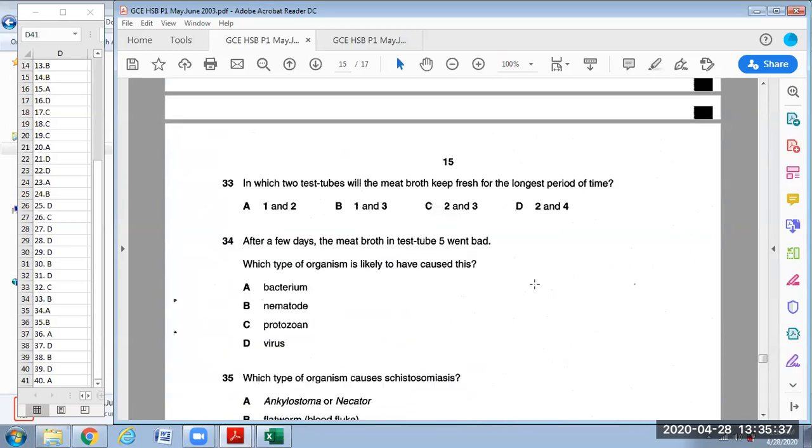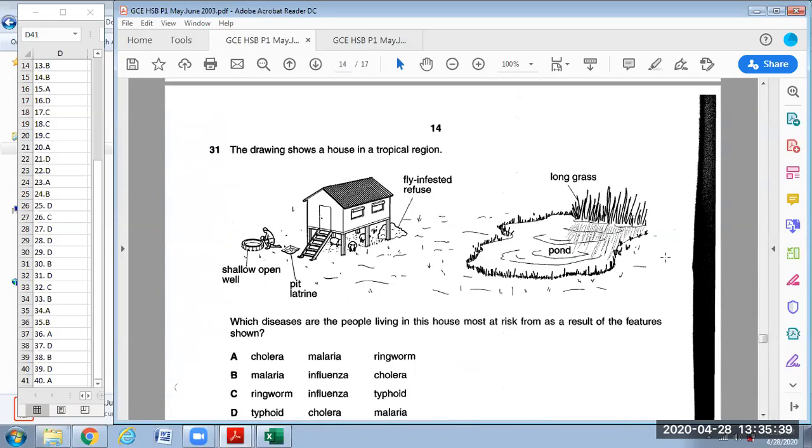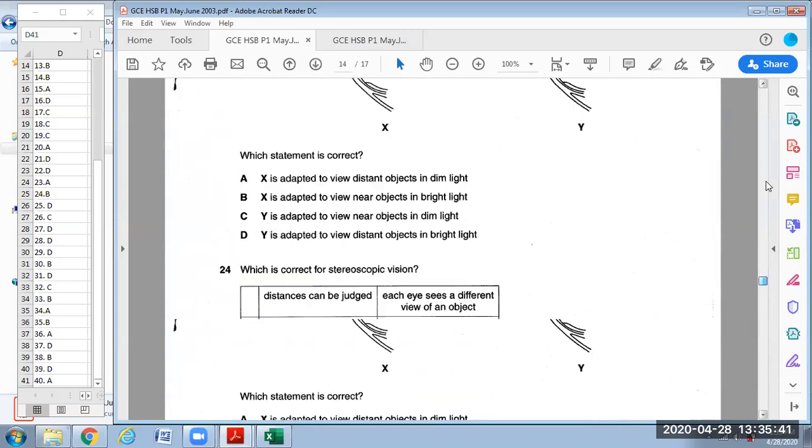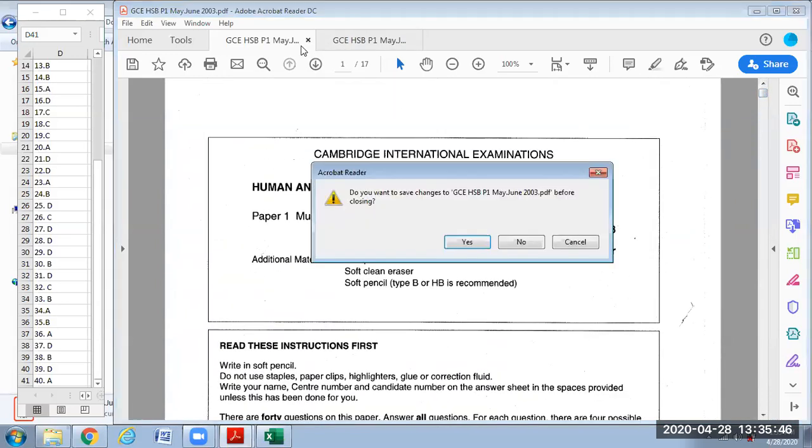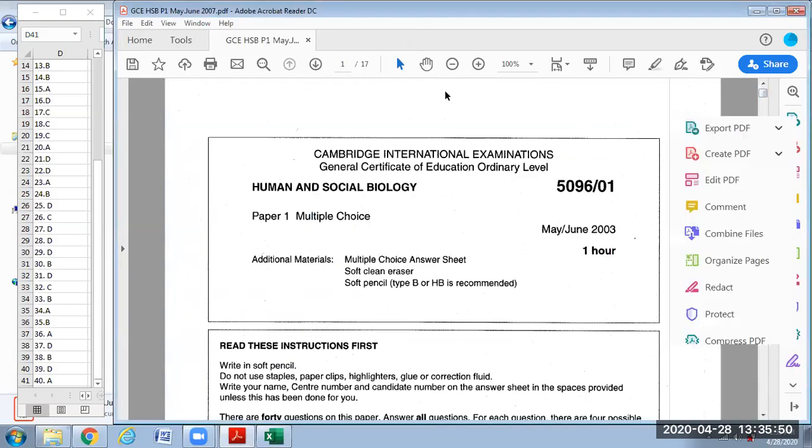All right, so we complete this paper. Send me on the chat how much you got out of 38. We eliminated the 2, which is not part of your syllabus. And we will work through 2007 together.